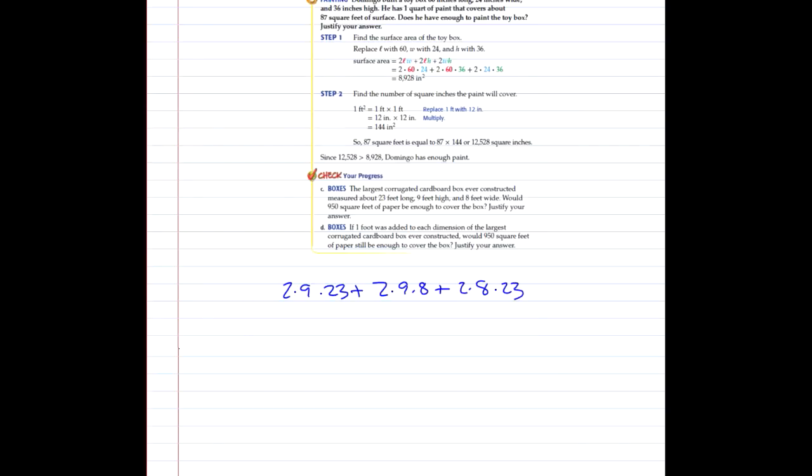plus 144 plus 368. When we add them all up, we get 926 square feet, which is less than 950 square feet. So 950 square feet of paper would easily cover.